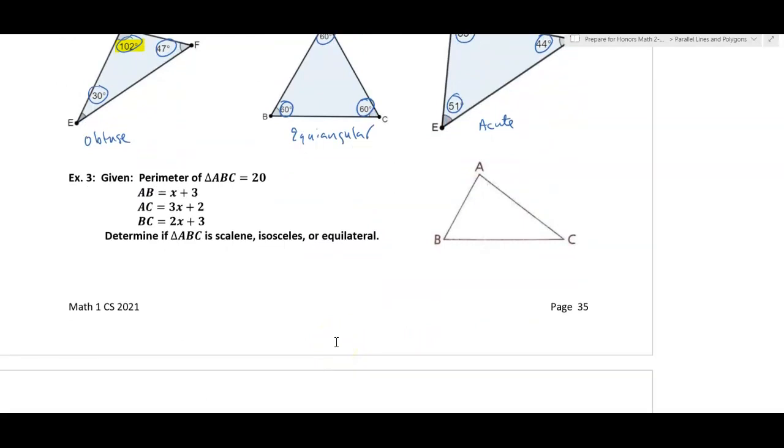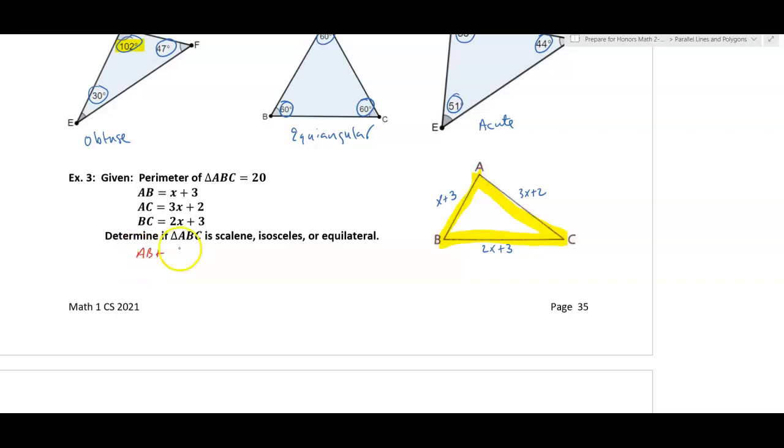Now, when I look at example 3, they tell you the perimeter of the triangle is 20. Then they tell you AB is x plus 3, AC is 3x plus 2, and BC is 2x plus 3. They want you to determine if this is scalene, isosceles, or equilateral. The first thing I have to do is find x so that I can find the length of each side. Remember, perimeter is if I add up all three sides, that's the distance around an object.